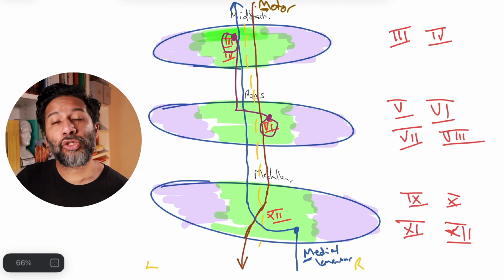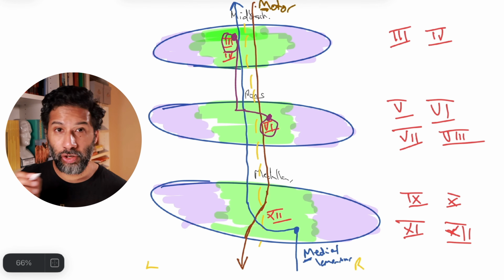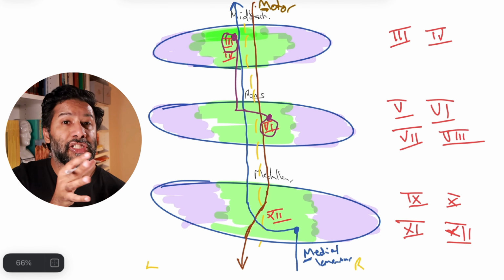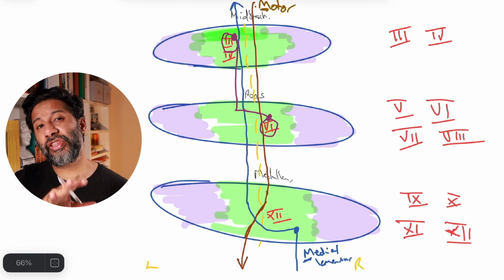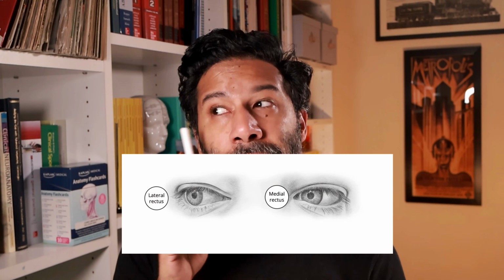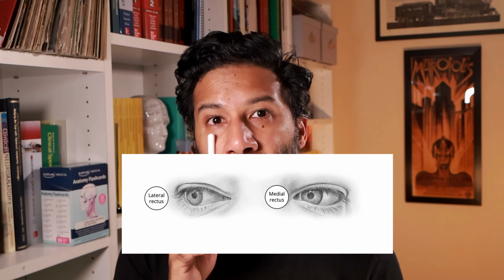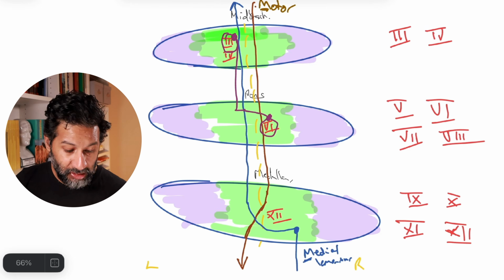Why does it exist? We will do that in the next lecture, or in the next episode. We'll go over the medial longitudinal fasciculus and the concept of an internuclear ophthalmoplegia. But for the sake of simplicity for this episode, what does the sixth nerve do? It abducts the eye, so it lets the right eye abduct and look laterally, lateral rectus. And what does the third nerve do?